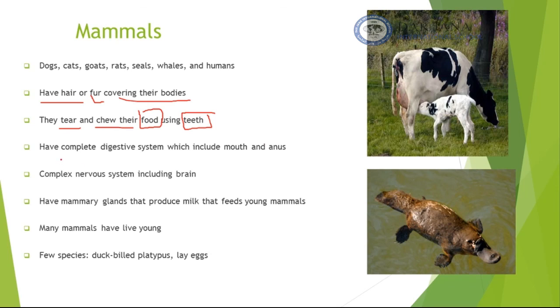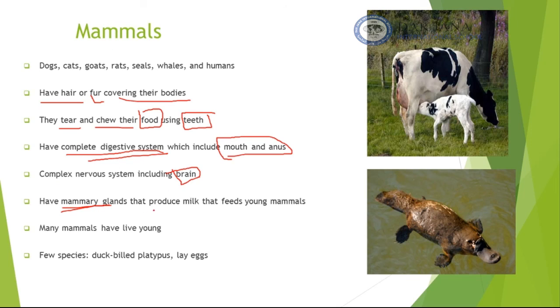Okay. They have a complete digestive system. If you still remember from the previous lesson, we said a complete digestive system includes both mouth and anus. Okay. The anus is for excretion of the digested food, the part that is not needed by the body. They have a complex nervous system that includes the brain. Okay, and they have a mammary gland.